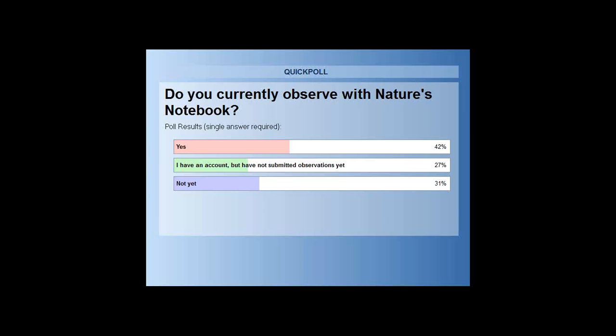Okay, so we're going to share the results with you now. And you might see just a bit of a lag depending on your internet connection speed. So we'll wait just a moment and those should show up. Okay, so it looks like about 42% of you are already observing with Nature's Notebook. 27% have an account but haven't submitted observations yet, and 31% have not yet signed up with Nature's Notebook or are not yet observing. Okay, that's great. We have a really good spread across those different categories.